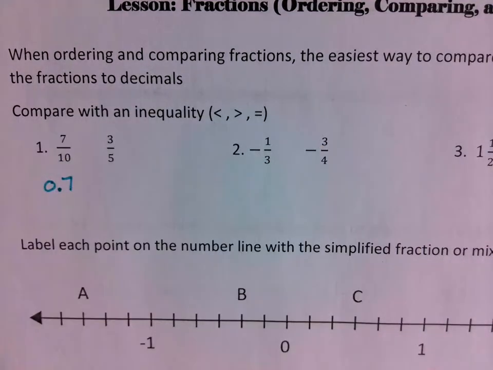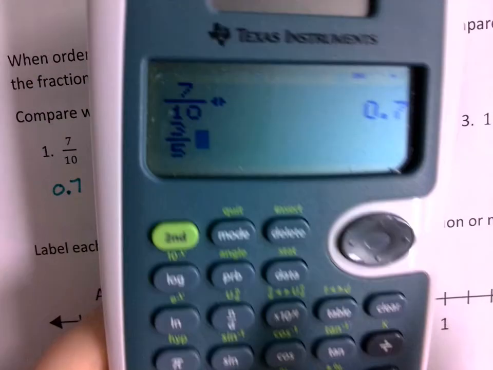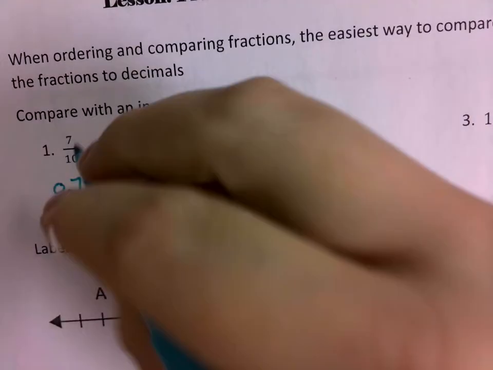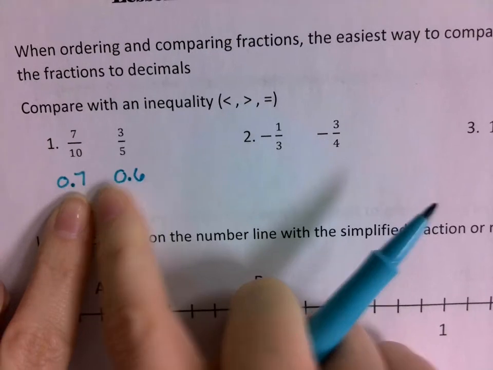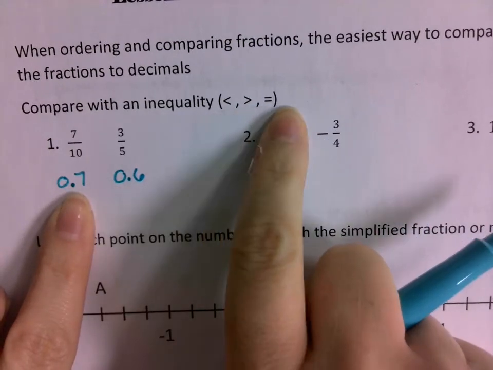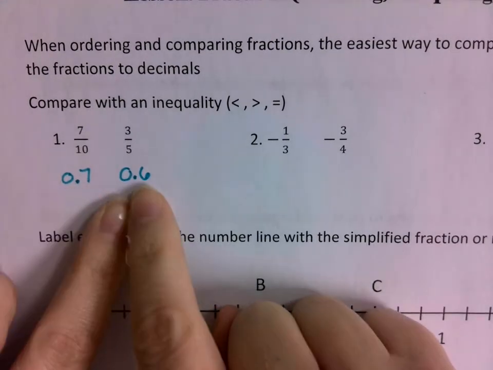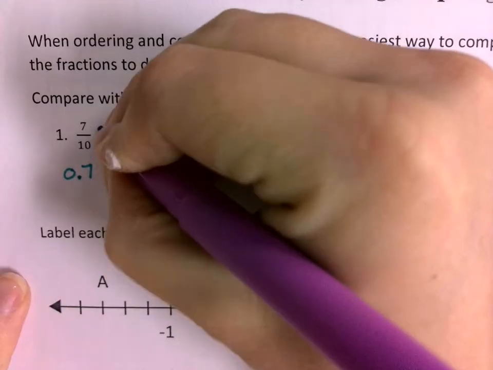Now, I want you to do the same thing for 3/5. Go ahead and type 3/5 into your calculator. Do 3 fraction 5. And then your double arrows and enter, and you get 0.6. So if we're comparing those, is 0.7 less than, greater than, or equal to? It's greater than, right? 0.7 is greater than 0.6. So we're going to go ahead and put a greater than symbol. That means 7/10 is greater than 3/5.